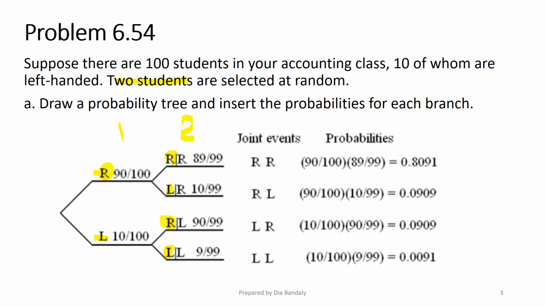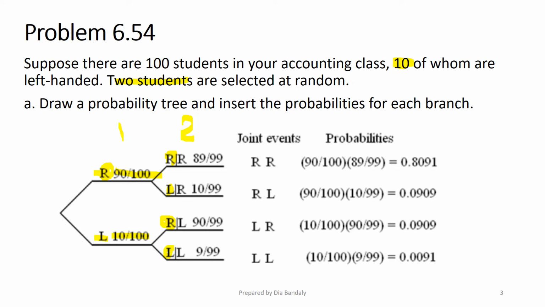Here we go. In the first one, what's the probability that the picked person is right-handed? We know from the given that 10 out of 100 can be left-handed, which leaves 90 out of 100 right-handed. So here we go, we have 90 here, and we have 10 out of 100.